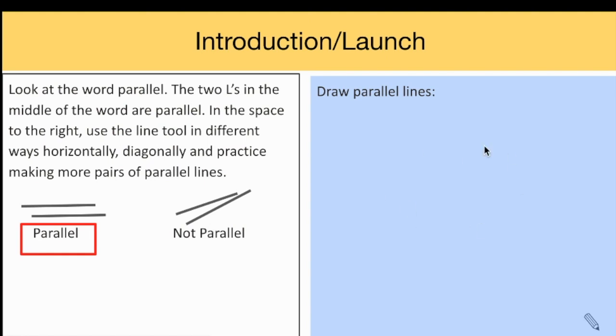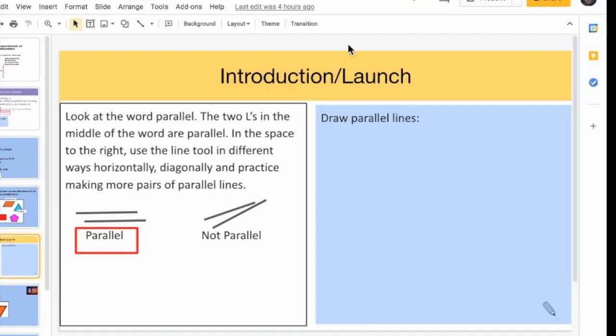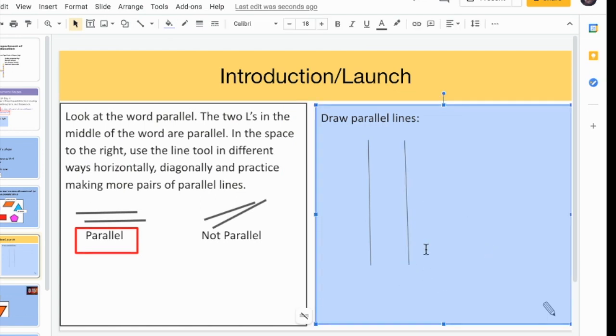Then it asks us to draw parallel lines in the blue box. I will do that by using the draw line icon at the top. Watch with me. You can also draw 2 parallel lines on a sheet of paper or on a blank Google Slides if you'd like. Remember, they look like the 2 letter L's in the word parallel. All right, here we go. I'm going to draw my parallel lines in the blue box. Here's the first one. I went to the top and clicked on the line icon. And here is the second parallel line.